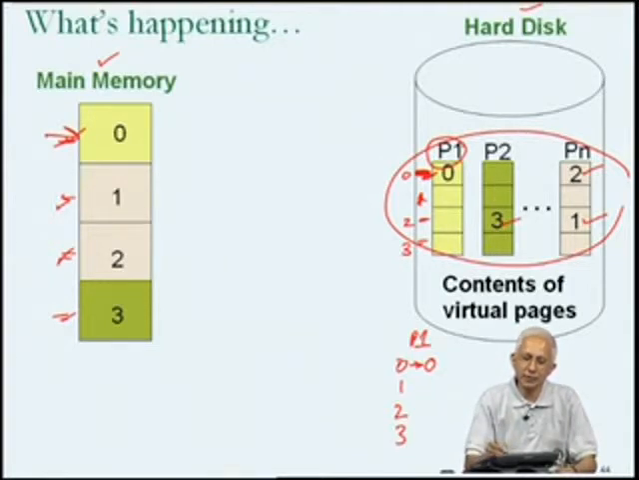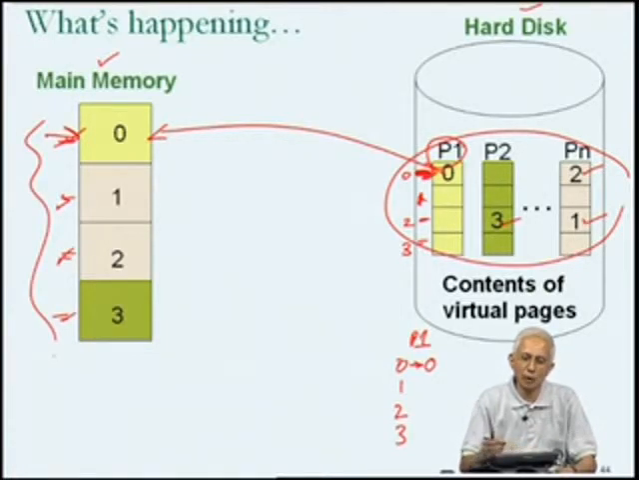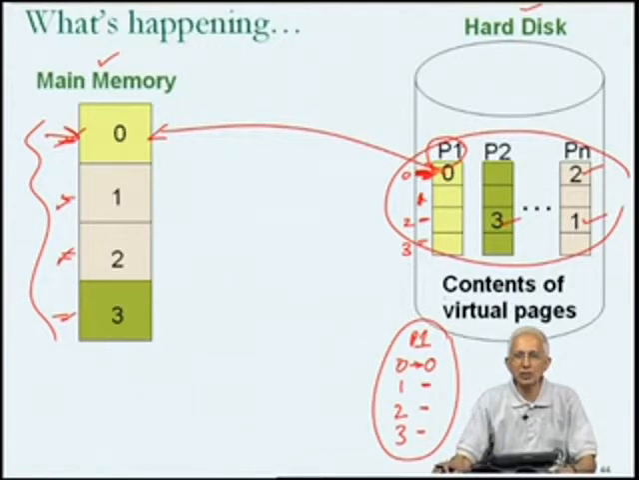Virtual page 0 is currently mapped into physical page 0. Virtual page 1, as we can see from the left-hand side, is not present, and therefore that would have to be indicated in the page table entry. There is no mapping for virtual page 1. Similarly, there's no mapping for virtual page 2, and there's no mapping for virtual page 3. So this is in fact what the page table of process 1 would look like.